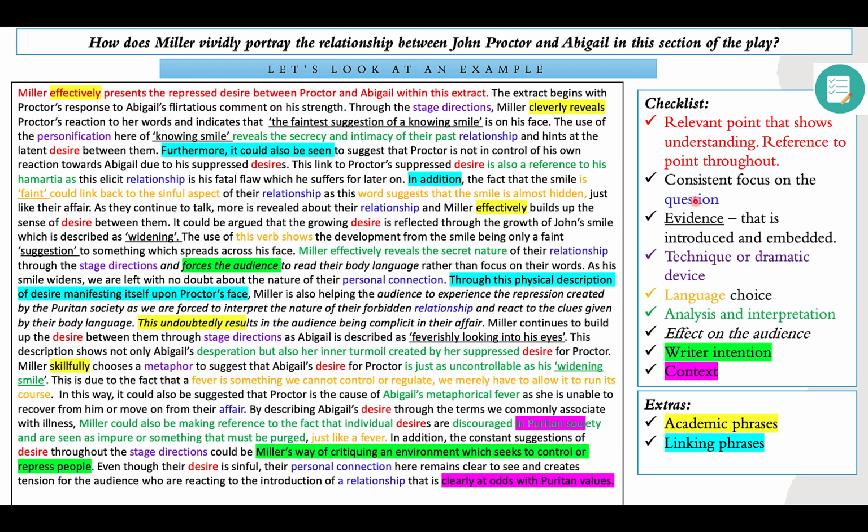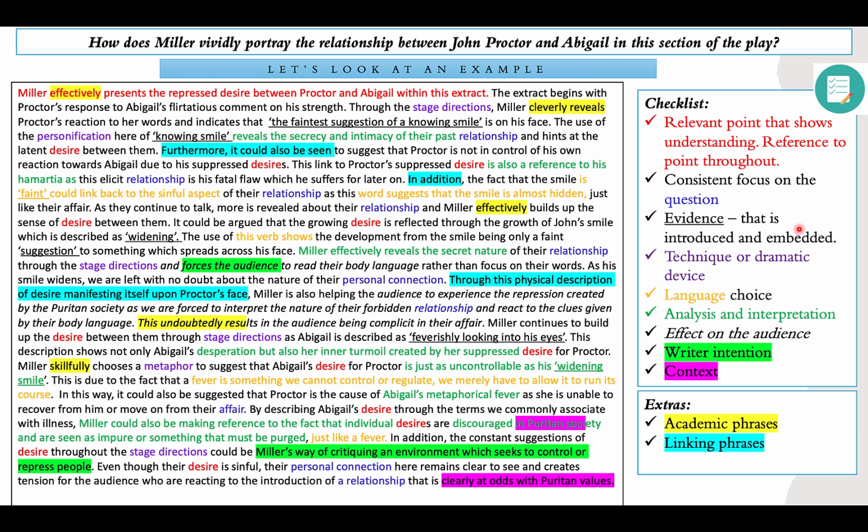Consistent focus on the key word in the question. The key word in the question is relationship, and as you can see, I've got references to relationships several times here. Sometimes it's not the word relationship but a synonym for it, or it's making reference to relationship, so it doesn't have to be exactly the same word. So I've got here personal connection, which is also a reference to a relationship.